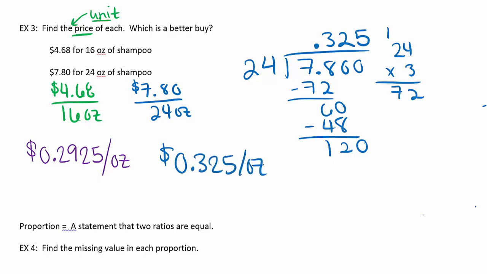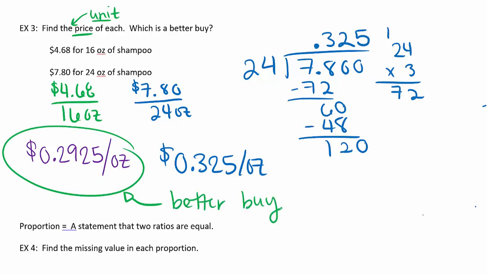And then to finish the problem, based on this information, which one is a better buy? That's the cheaper one, the one with the smaller unit price. So the 16-ounce bottle of shampoo is the better buy here.